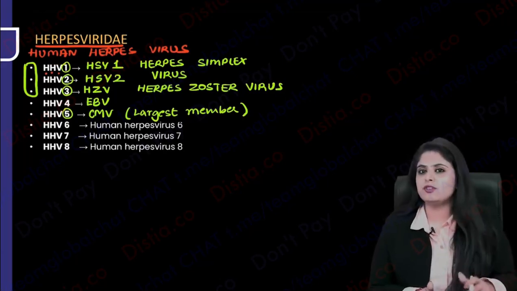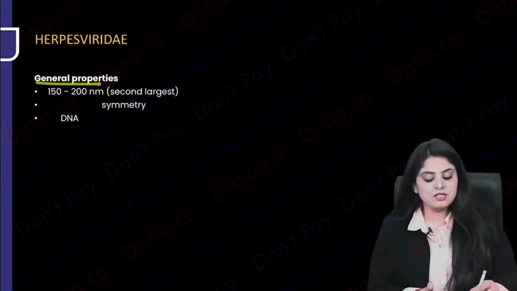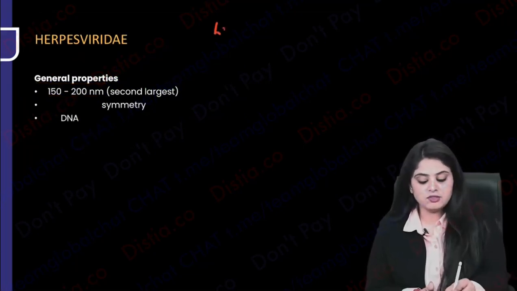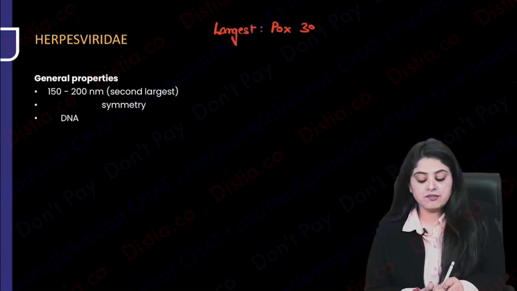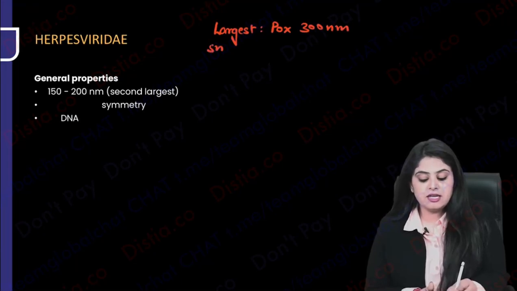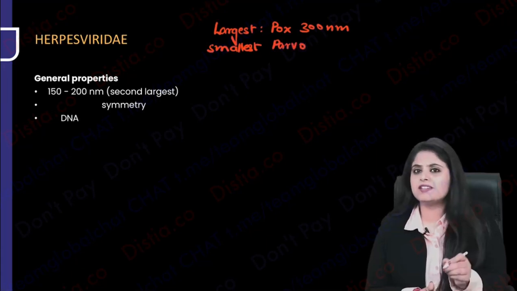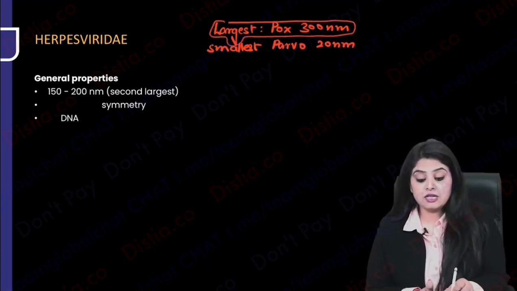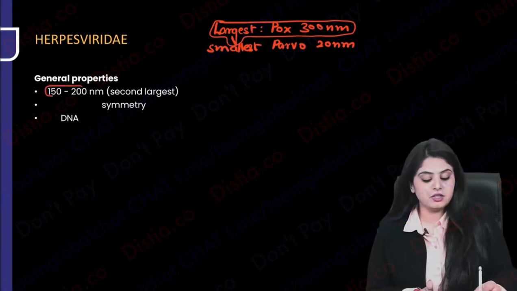Let me see how much of general virology you have revised. So tell me the general properties. What is the size? 150 to 200 nanometers. Can you please revise with me what was the largest virus? The largest was pox, which was somewhere around 300 nanometers. And the smallest was parvo. Remember parvo from Devdas? And parvo was very, very tiny, 20 nanometers. The largest was pox, 300 nanometers. This is somewhere near to pox.